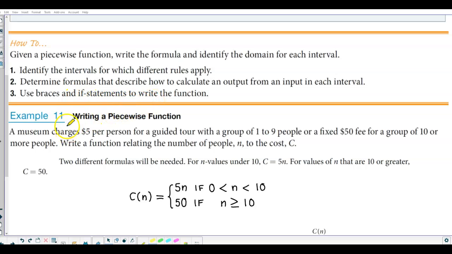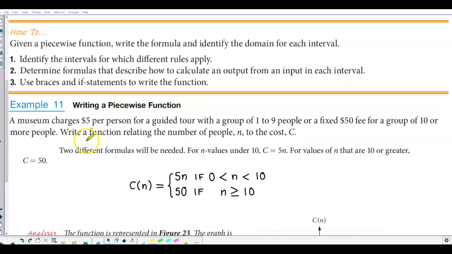Now for example 11, we're writing a piecewise function. So we know that a museum charges $5 per person for a guided tour with a group of 1 to 9 people, for a fixed $50 fee for a group of 10 or more people. We want to write a function relating the number of people n to the cost c. So we're going to have two different formulas that will be needed.